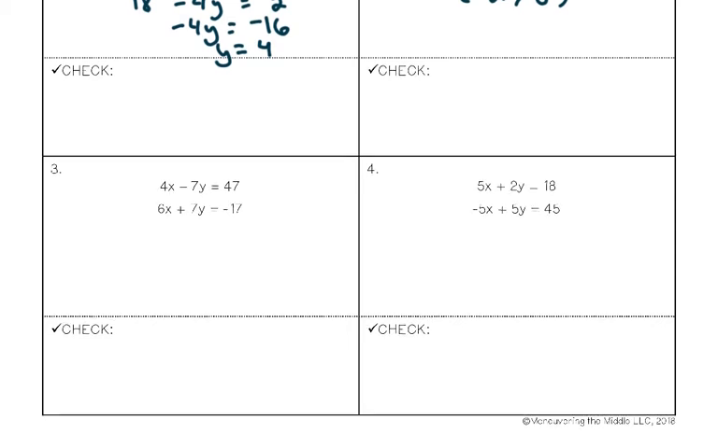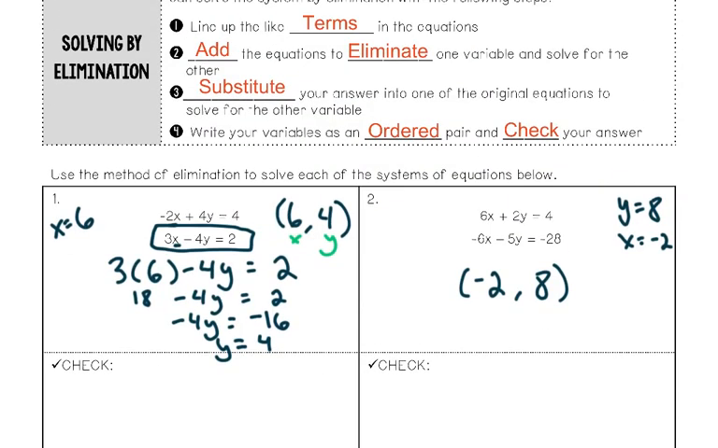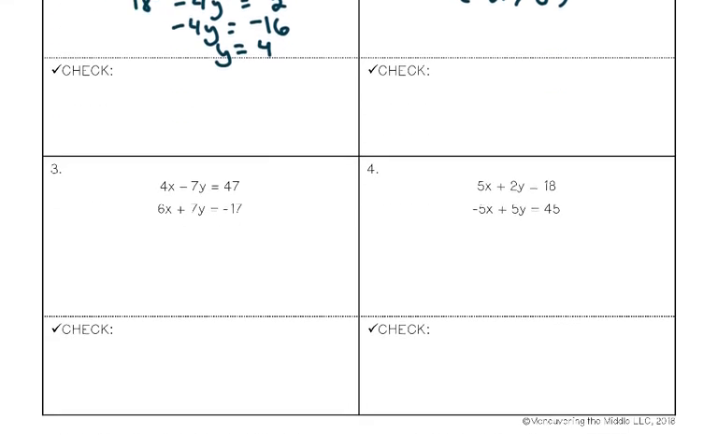First step is to line up all of our terms. Our like terms are already lined up. The next step, I'm just looking at my list, add the equations to eliminate one variable, and then solve for the other. So I'm going to add these up just like you would a 3-digit and a 3-digit. When I did, I got 10x equals 30. And then you want to divide both sides by 10 since it's being multiplied by 10. So x equals positive 3.